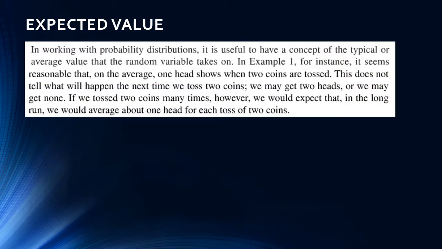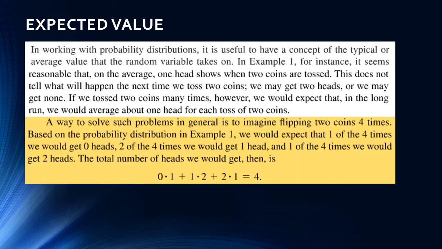In working with probability distributions, it is useful to have a concept of the typical or average value that the random variable takes on. In example 1, for instance, it seems reasonable that on the average, 1 head shows when 2 coins are tossed. This does not tell what will happen the next time we toss 2 coins. We may get 2 heads, or we may get none. If we toss 2 coins many times, however, we would expect that in the long run, we would average about 1 head for each toss of 2 coins.